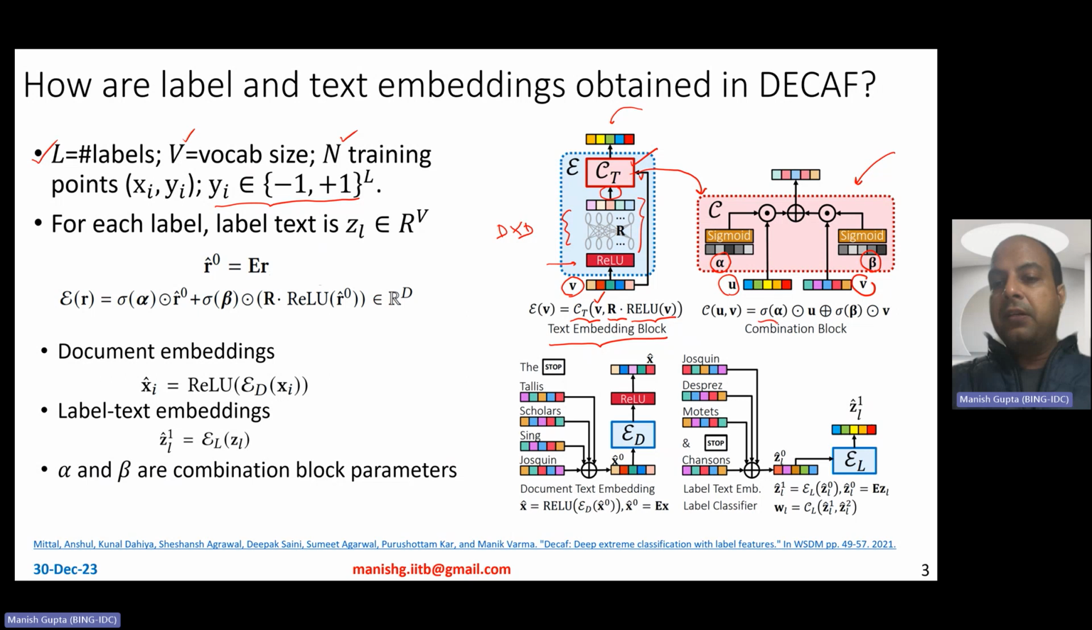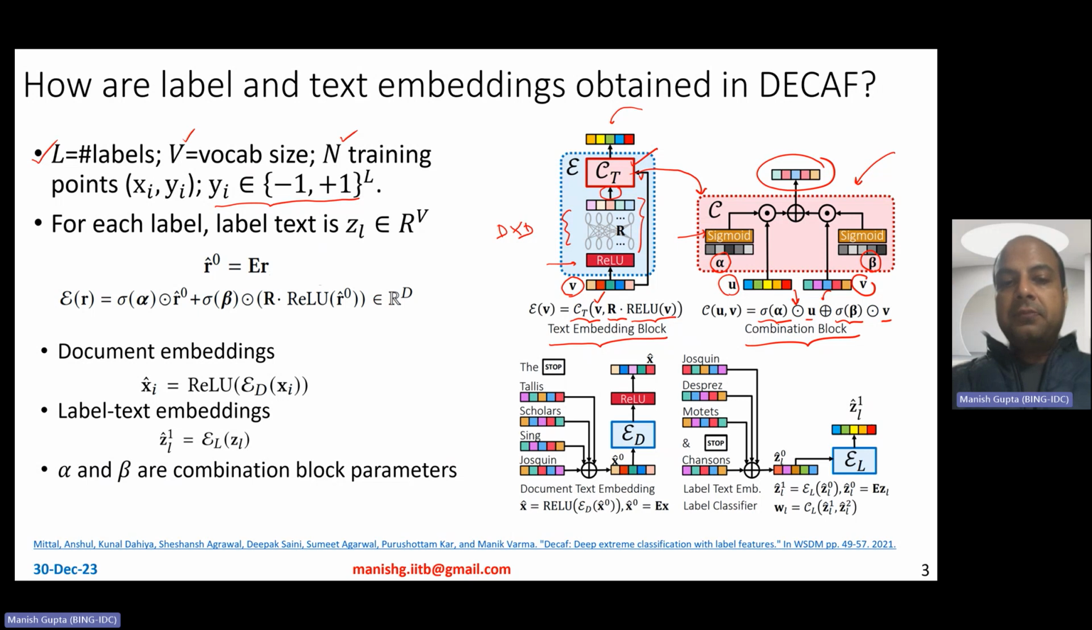So you apply sigmoid on top of alpha, you apply sigmoid on top of beta, and then you element-wise multiply with U and V, and then you overall add it. Okay, element-wise addition, and thereby giving you a vector in the end. So there are two basic blocks in Decaf, the text embedding block and the combination block.